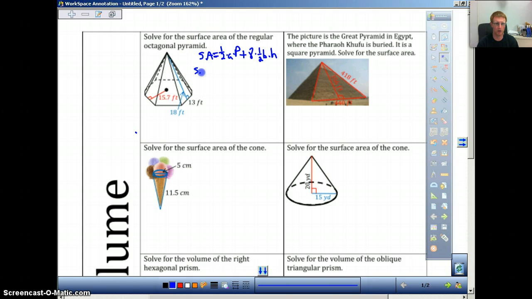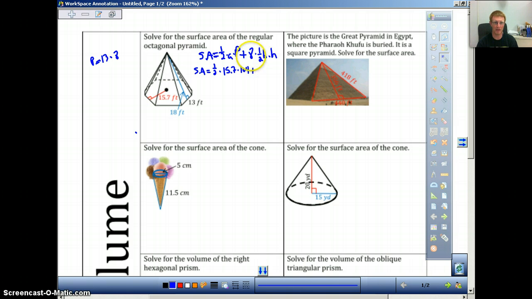So surface area is equal to 1/2 times the apothem, which is given to us, it's 15.7, times perimeter. Perimeter is given to us in a sense that perimeter will be 13 because that's one side times the number of sides, which is 8, and that gives us 104.